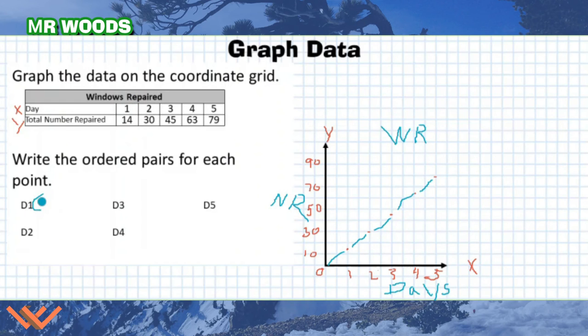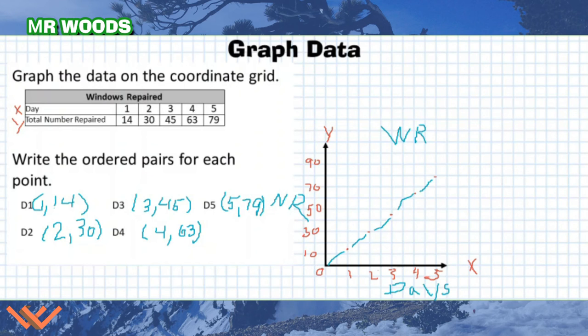So day one is going to be (1, 14). Day 2 is (2, 30). Day 3, again, that's (3, 45). Day 4 is (4, 63). And day 5 is going to be (5, 79).